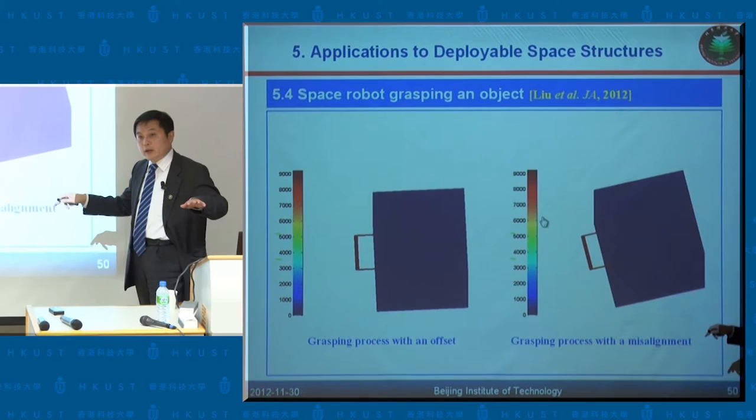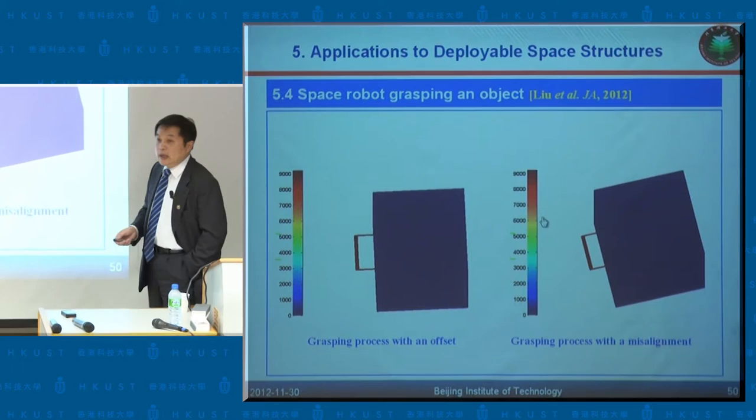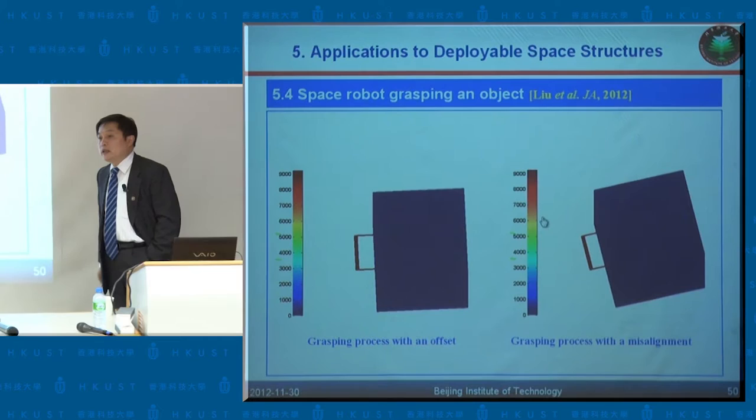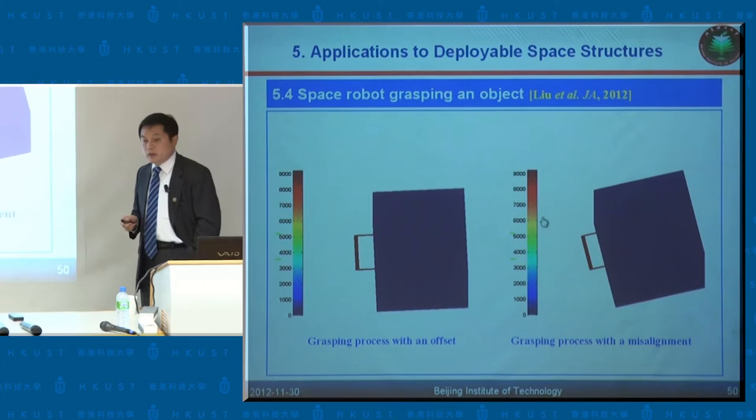And the solar panels are very sensitive to the dynamic performance. And in practice, the vibration of the solar panels often causes trouble. For example, in Shenzhou 8 and Shenzhou 7, in both these space missions, solar panels had some troubles, but these have not been announced in public.